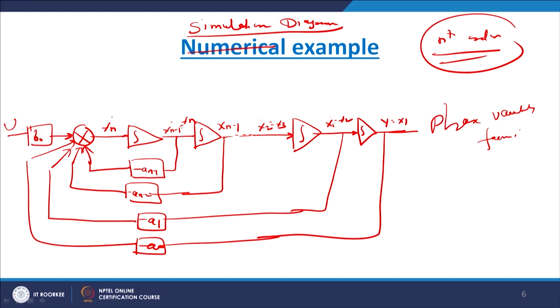In this case, we will find that no zeros are involved, that is, no derivative of u has been involved. But in real time, zeros play a very important role, or the derivative of the input plays an important role. So, how do we develop the state space model of a system when there exist zeros as well as poles? Zeros means the derivative of the input. So, how to do it? That part we will see in the next class.